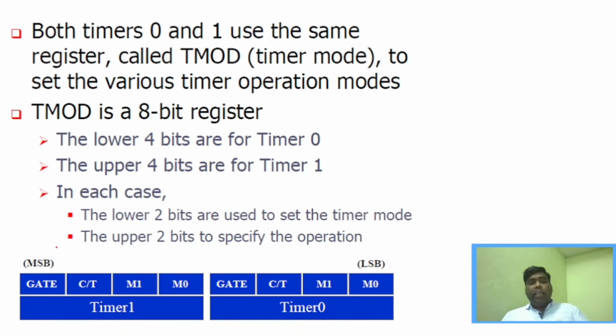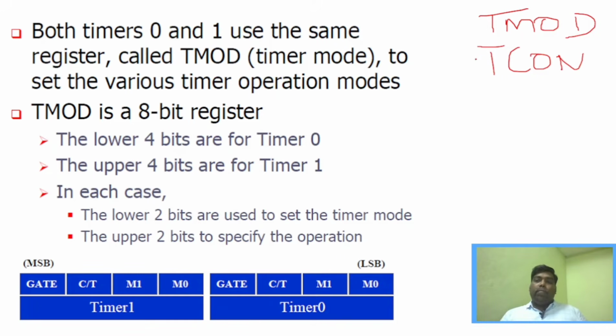Now you understand that for the timer operation, each of timer 0 and timer 1 will have its own registers. One is the TMOD register, and there is one common register which is called the TCON register. You will see that in depth, but as of now, understand that the TMOD register is also 8 bits. In that 8 bits, the lower order 4 bits will be for timer 0, right? And the higher order 4 bits will be for timer 1, right?